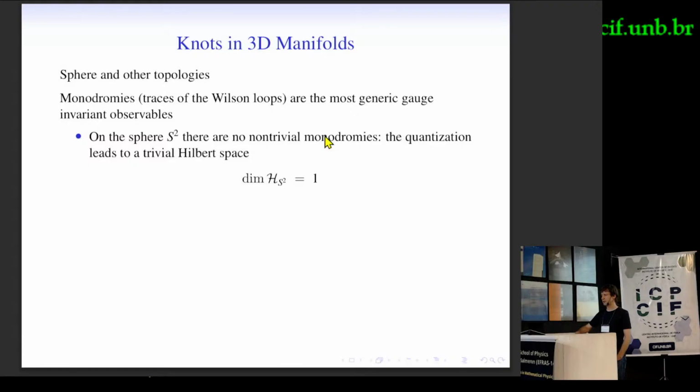And if you do this for a sphere, then on a sphere, because the theory is topological, there are really no independent degrees of freedom. So everything reduces to a trivial monodromy.